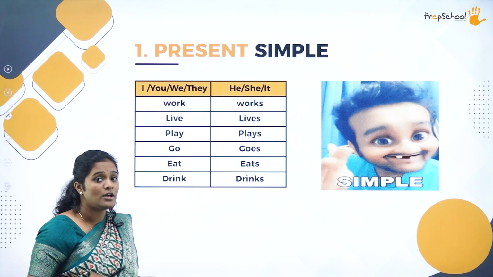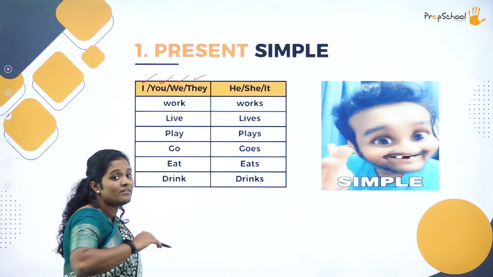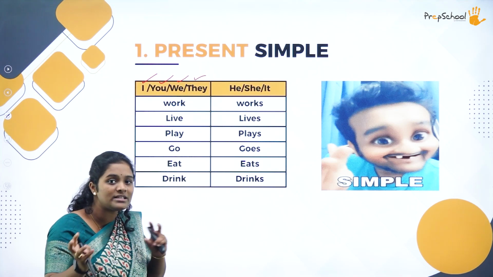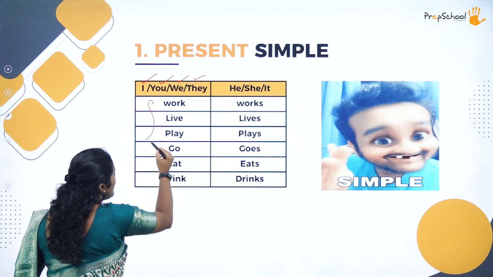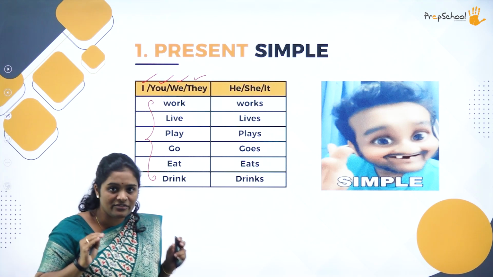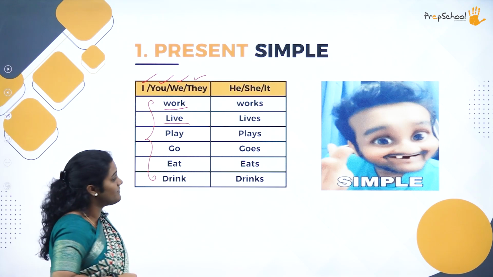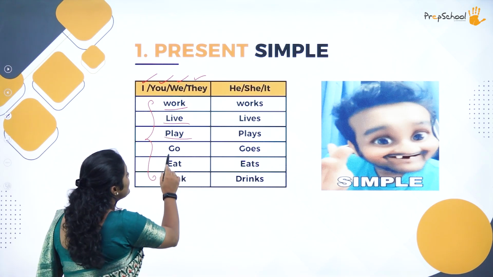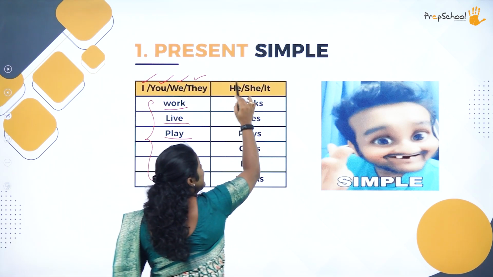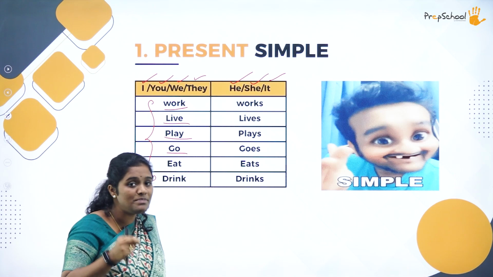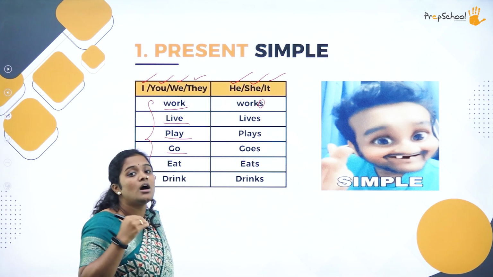Let's see now over here. Whenever the subject is, note it down, I, you, we, they, there should be a subject-verb concord. So when these subjects are used, the verb will be in its basic form. Work. I work. You live. We play. They go. Simple. But whenever the subject is he, she or it, in case of simple present tense, then we add S at the end of the verb.